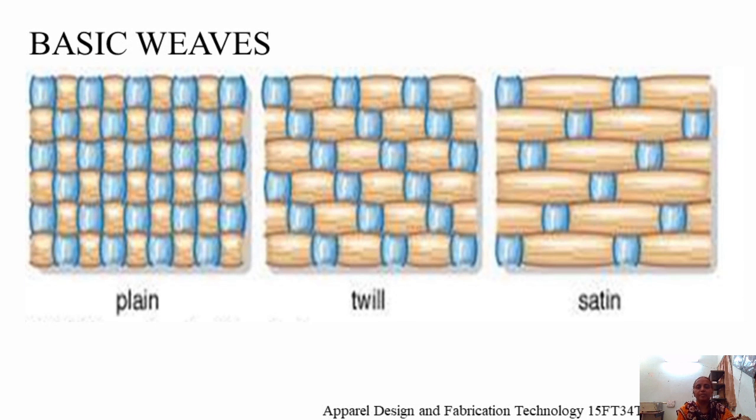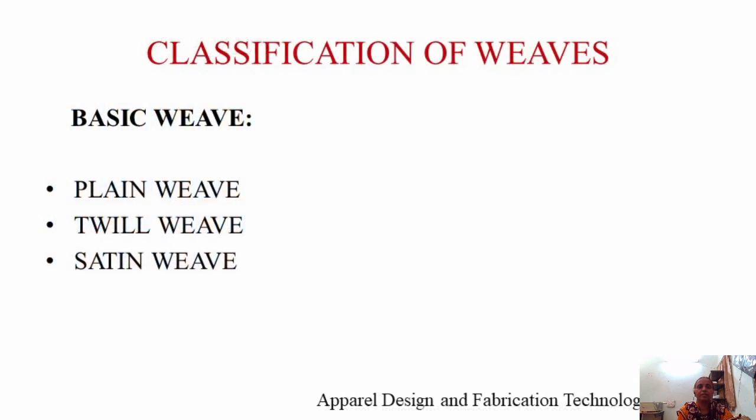Weaves are classified into 2 main groups: basic weaves and decorative weaves. These are the images of the basic weaves. See the interlacement order, see the differences, but these 3 are basic weaves. This is a plain weave, this is a twill weave and a satin weave. Classification of weaves. Basic weaves are again classified into 3 groups: plain weave, twill weave and satin weave. So plain, twill and satin come under the basic weave group.